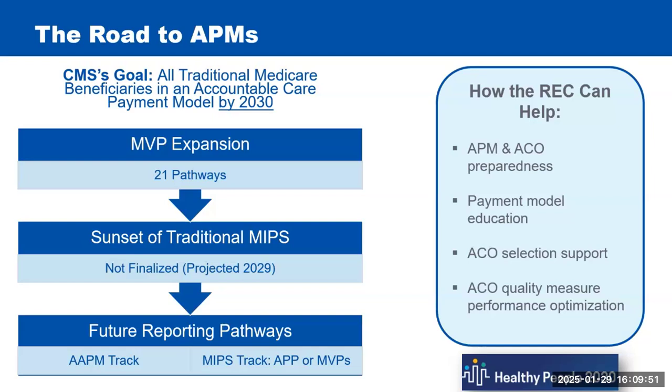You're either going to be a part of that Advanced Alternative Payment Model track, right? That you are in a model that has a higher rate of risk as well as shared savings, and/or even full capitation. Or you could be a part of the MIPS track, which is going to be either participating in the APM Performance Pathway, or if you are participating in an MVP.